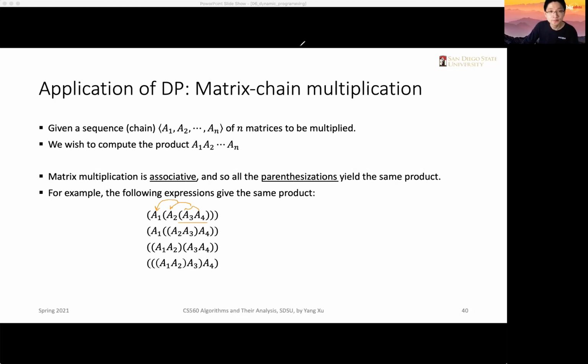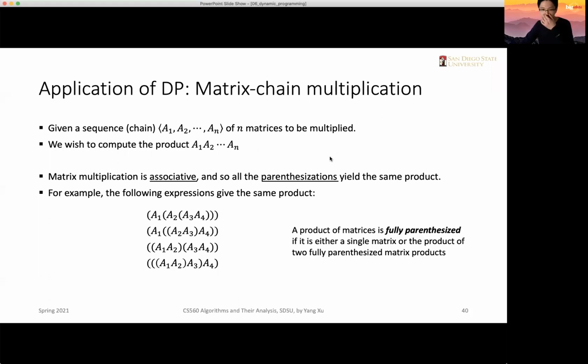And the second way is different because in the second case, we compute A2 times A3 first. And the resulting matrix will be multiplied with A4. And the resulting matrix will be multiplied with A1. That is a different order of computation, okay? And you may ask why we're doing this different ordering. Actually you will see that it has quite different consequences.